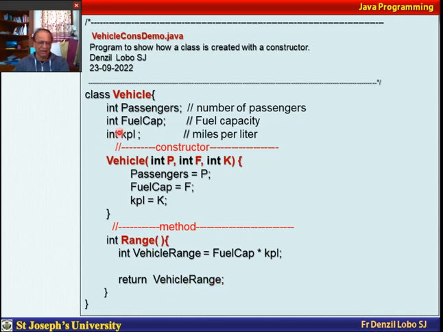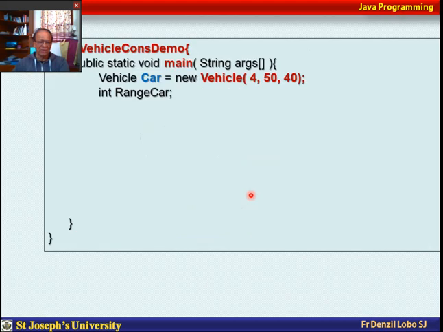Now let us see, we have created a class, we have got a constructor, we have a method. Let us use it in the program. So, VehicleDemo here with constructors. I've got a public static main program. I am creating an object called car, and this time I am going to pass 4, 50 and 40.